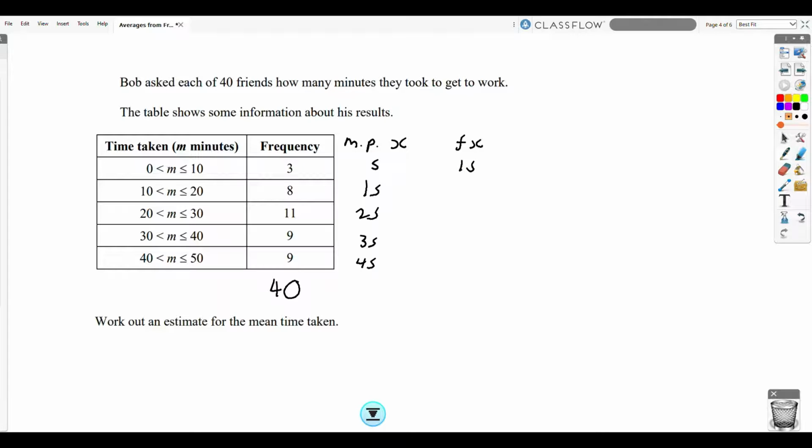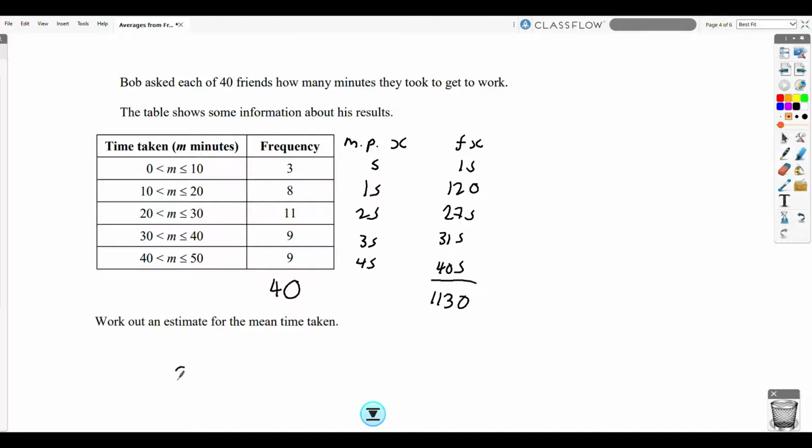3 times 5 will give me 15, 8 times 15 will give me 120, 11 times 25 will give me 275, 9 times 35 is 315, and then 9 times 45 is 405. So let's total these. This gives us a total of 1130.